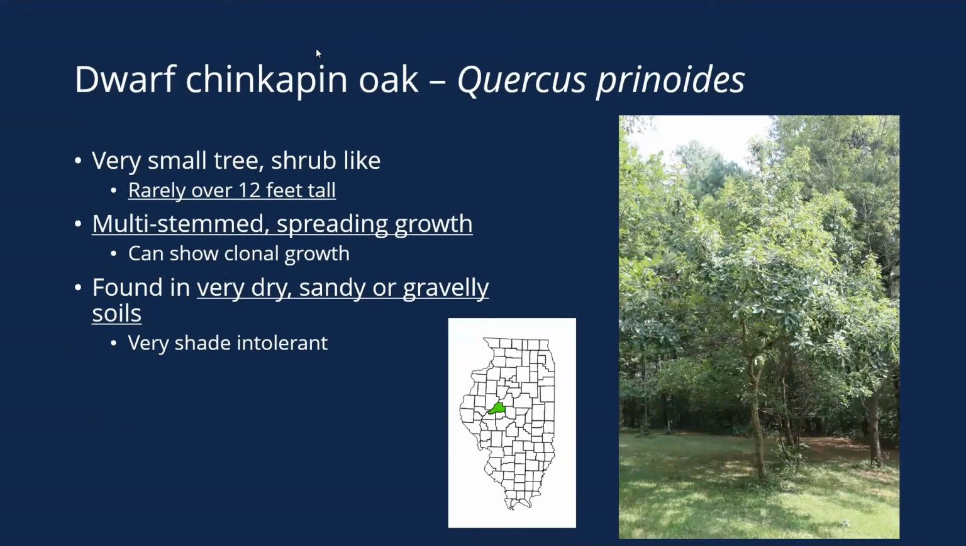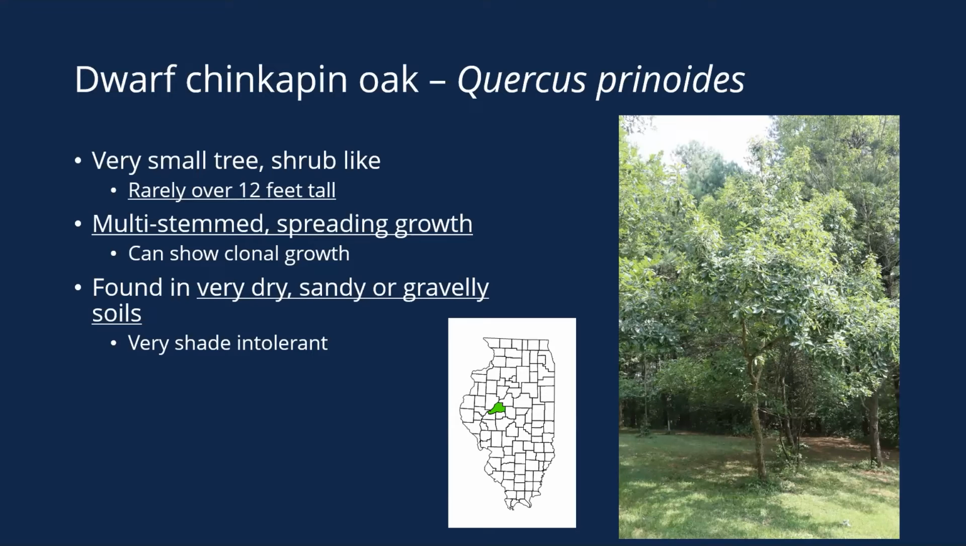So this one, again, is more like a shrub, rarely over 12 feet tall. It's often multi-stemmed or spreading or showing somewhat of a clonal growth. And the key to this one is where it's found. It's really only found growing in dry, sandy, or really gravelly soils. So you won't find it in rocky forest or open forest or anything like that. You're going to key into these dry, sandy environments where you'd find this one. Again, incredibly rare in the state. A lot of people consider it not in the state, but it's neat to see that a population was found.